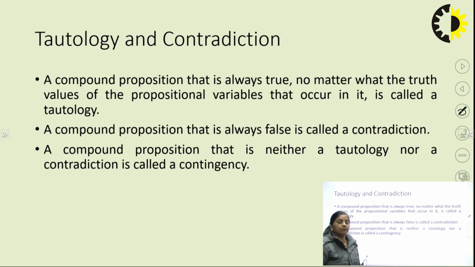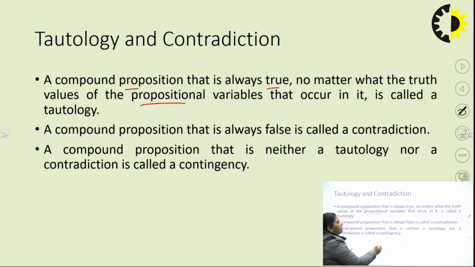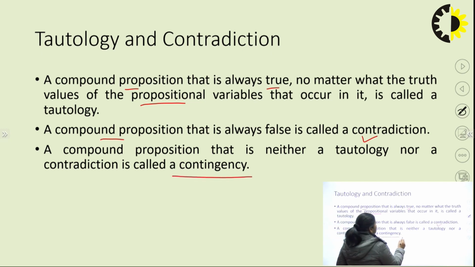Tautology and contradiction. A compound proposition that is always true, no matter what the truth values of the propositional variables that occur in it, is called a tautology. In which we always get the true answer. And if the compound proposition is always false, that is called a contradiction. A compound proposition that is neither a tautology nor a contradiction is called a contingency.